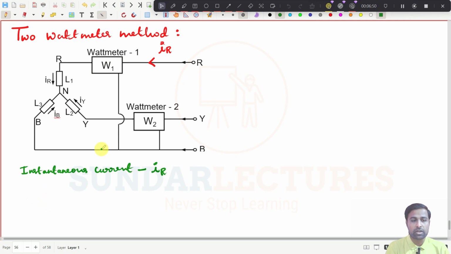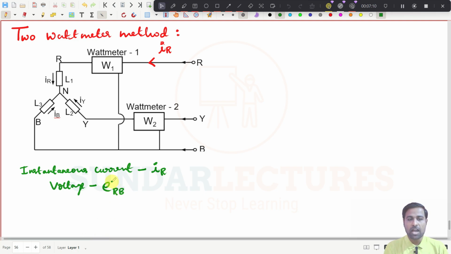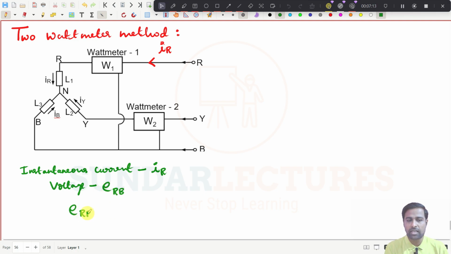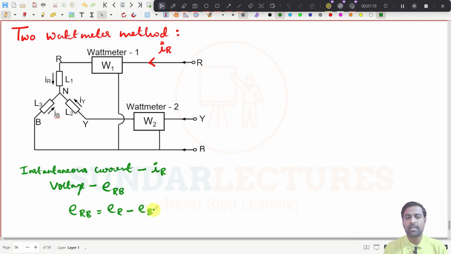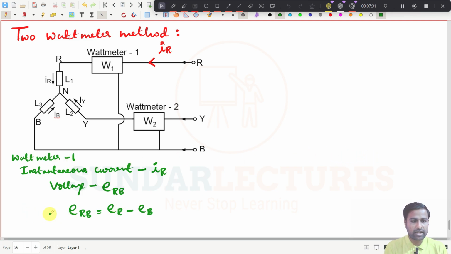And what is the voltage in this wattmeter now? This voltage is between R phase and B phase, so I can write it as ERB. And what is ERB? We have already seen these kind of things. That is ER minus EB. This is the first wattmeter, wattmeter number one.